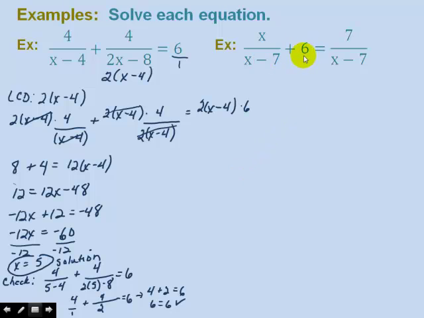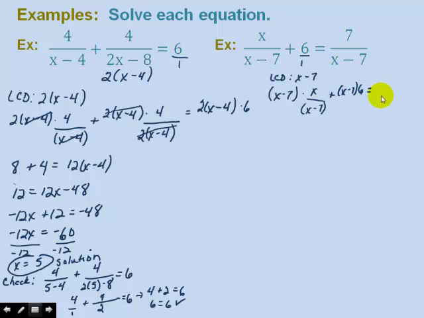Okay, in this one, notice that we have a rational expression on each side. We also have this whole number in the middle, so we can write that as 6 over 1. So our LCD is just going to be the x minus 7, since that's the only factor that we have. So we're going to take the x minus 7 times x over x minus 7 plus x minus 7 times 6.